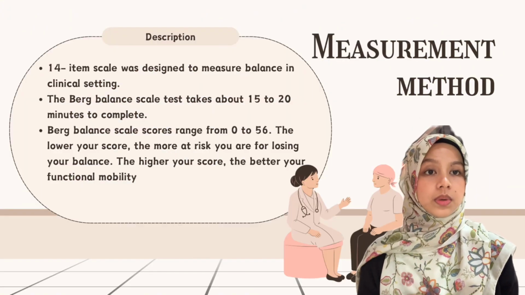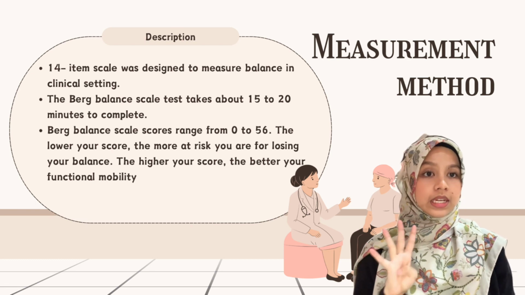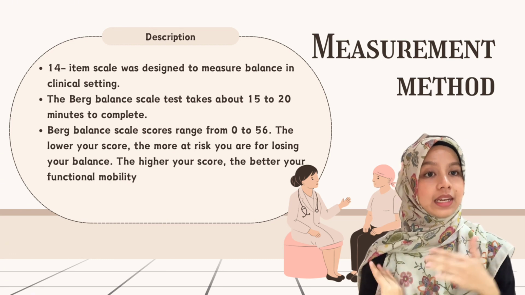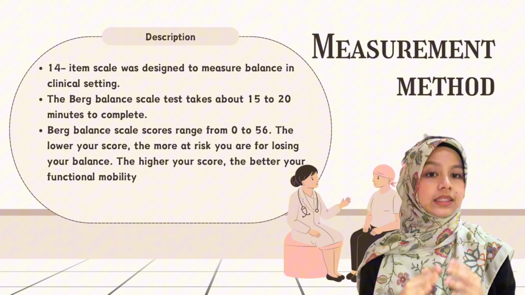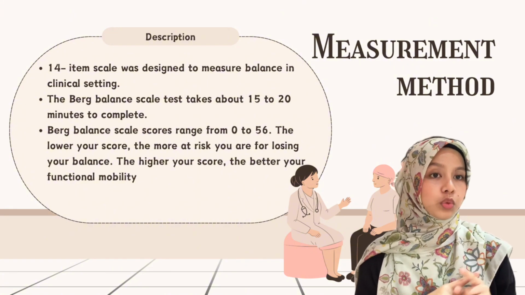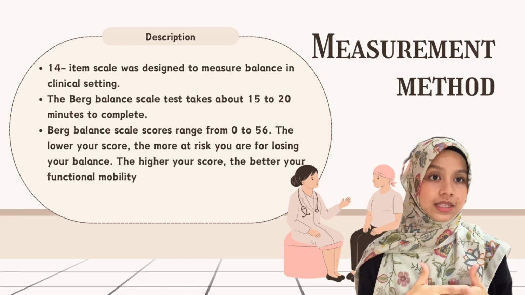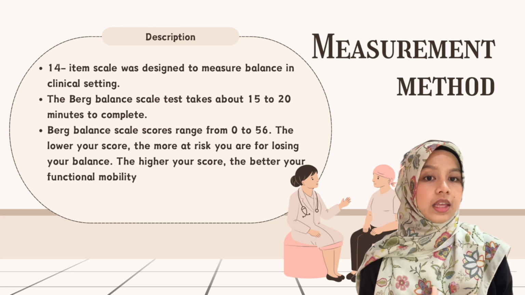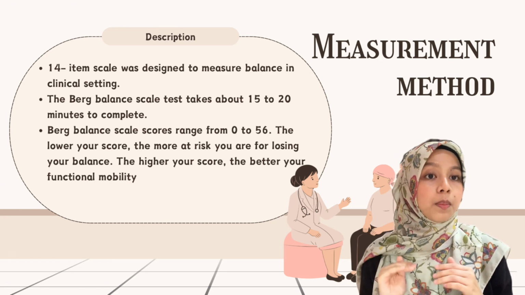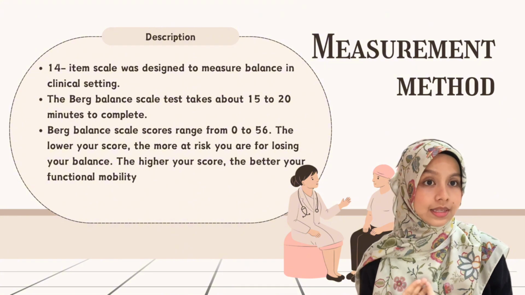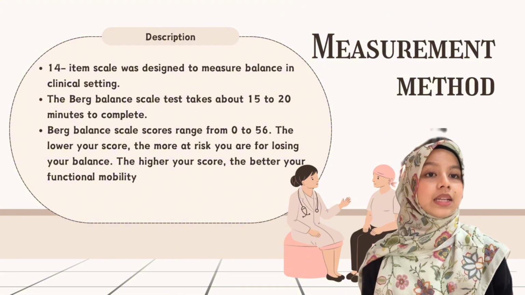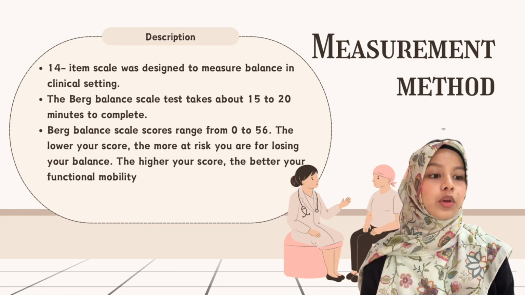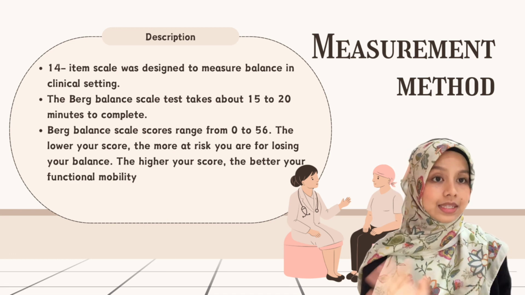Here is the measurement method. There are 14 items that were designed to measure balance in a clinical setting. The Berg balance scale test takes about 15 to 20 minutes to complete. The Berg balance scale scores from 0 to 56, and the lower you score, the more at risk you are of losing balance. And the higher you score, the better your functional ability to move effectively and safely, that you can do on your own without assistance.